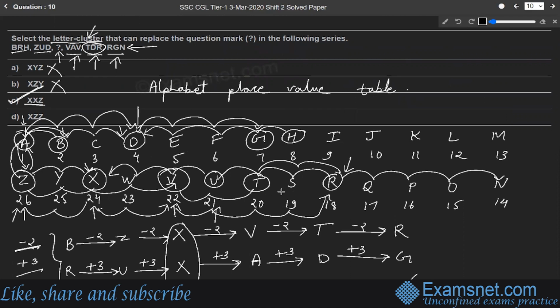Remember one thing, whenever we are given a series of different alphabets, then we have to use the alphabet place value table. By using the table, we can identify the relationship between all those letters or alphabets, and we can easily find the required value. So I hope you are clear with this question.